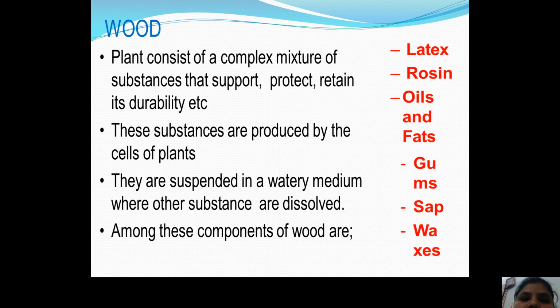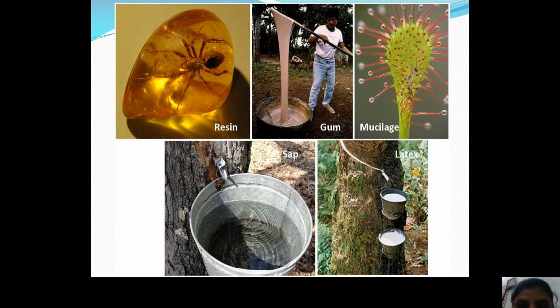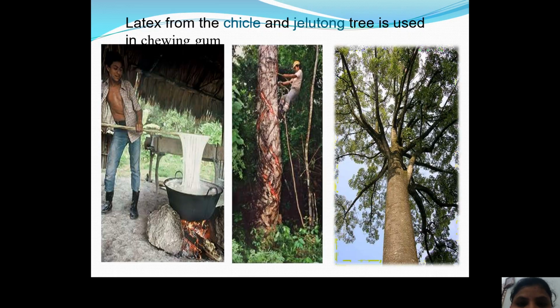Now, as we have seen, in the hardwood we have many substances deposited, like latex, resin, and the oils and all. They also protect the plant from diseases and from insects. So here you can see how the resin, the gum, mucilage, and the latex are extracted from the plants. Here, a latex from the chicle and willow tree is used in chewing gum.